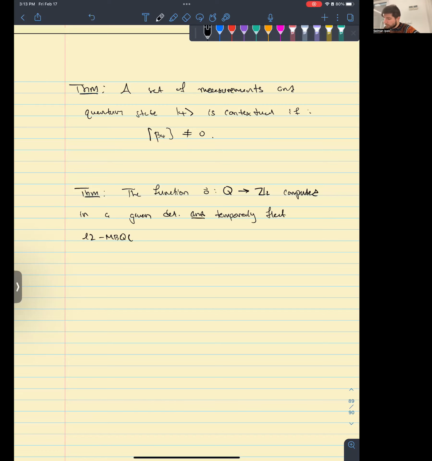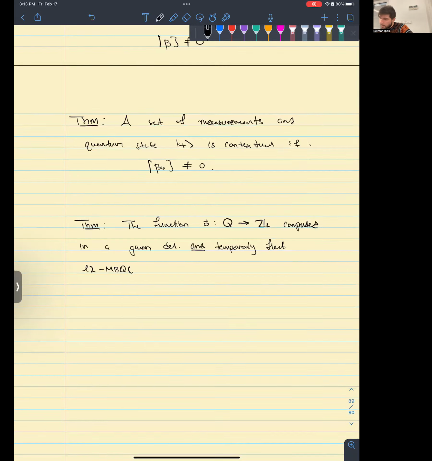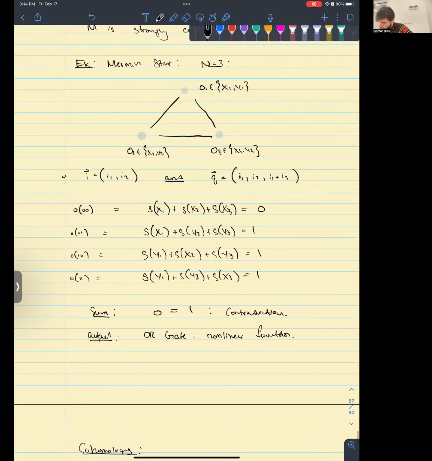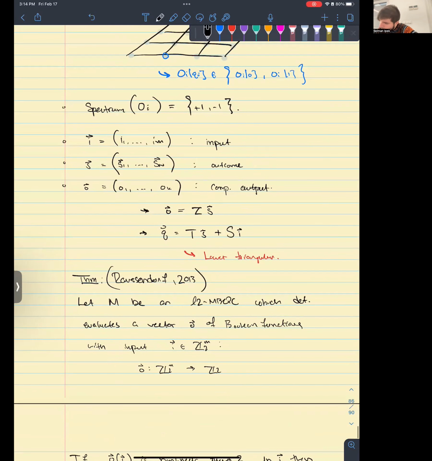Just to remind you, temporally flat, which I hinted at before, is the case in which this T ingredient is equal to 0, essentially just saying that the inputs deciding which observables to measure do not depend on previous outcomes. That's what happens when this T is equal to 0.